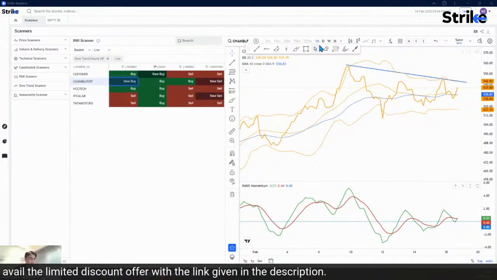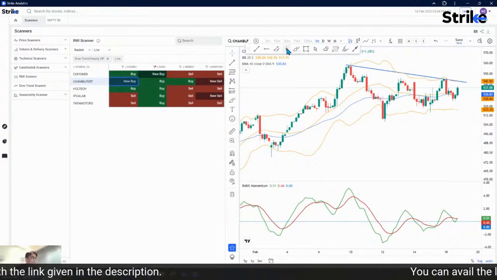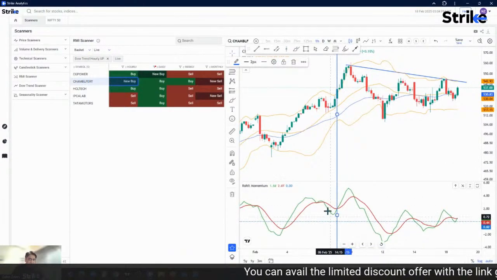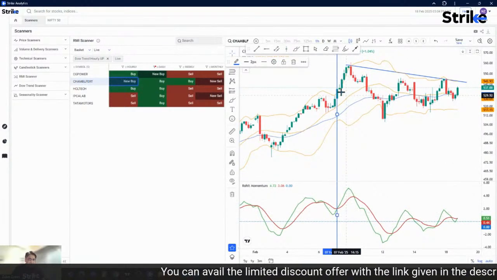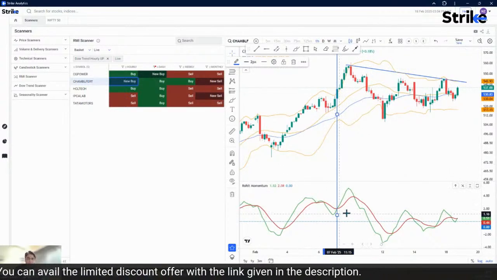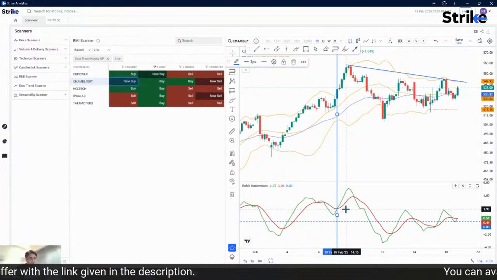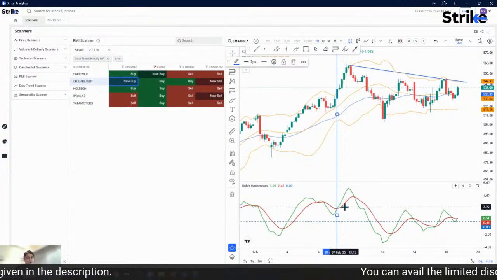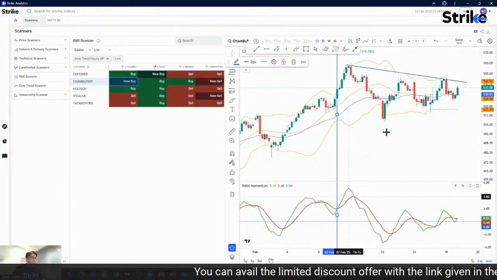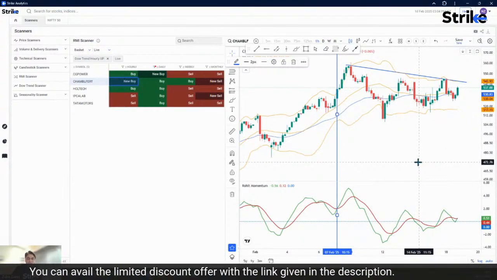And some signals like this may also work. Like this over here, RMI has not touched the zero line, but in between it has given a signal, and the prices also went up. So in this case, there could be a trend continuation also. Now I'll give you instances looking at the Nifty chart, showing how multi time frame analysis can help you out with RMI.